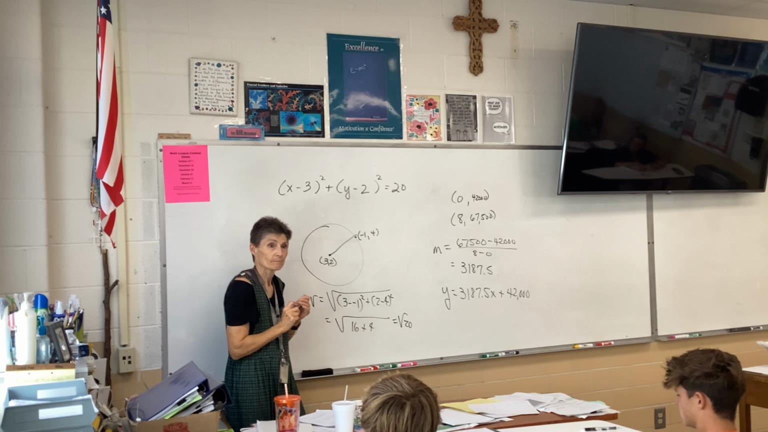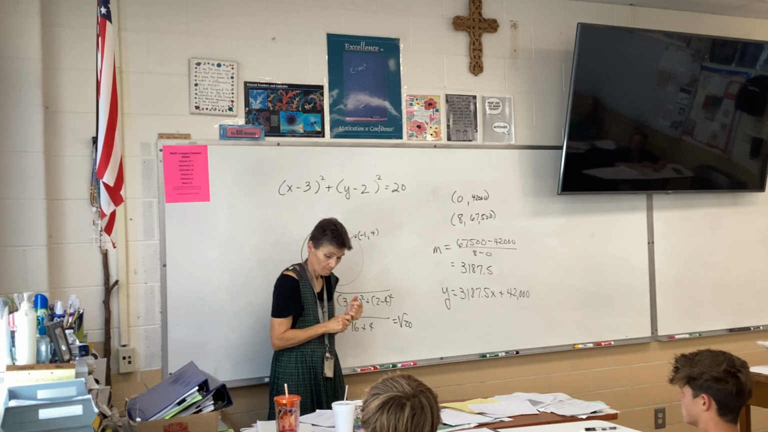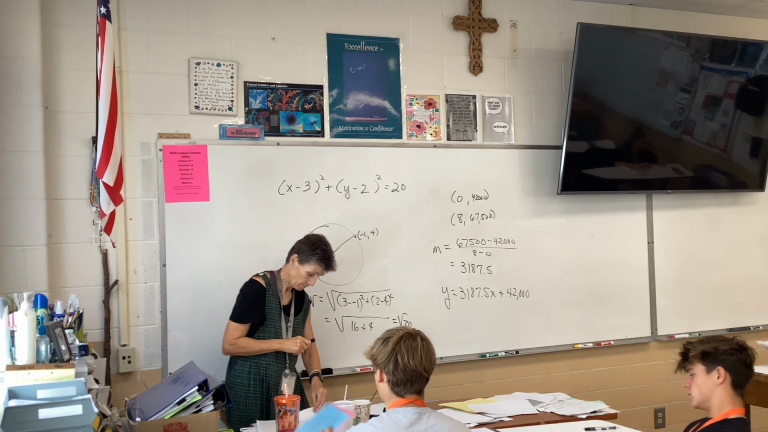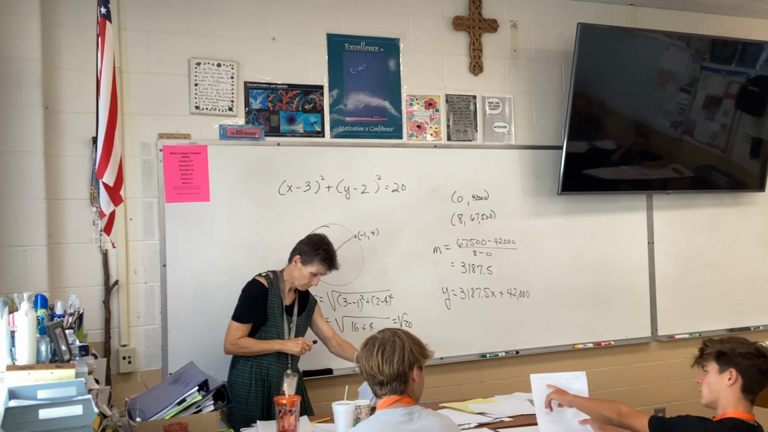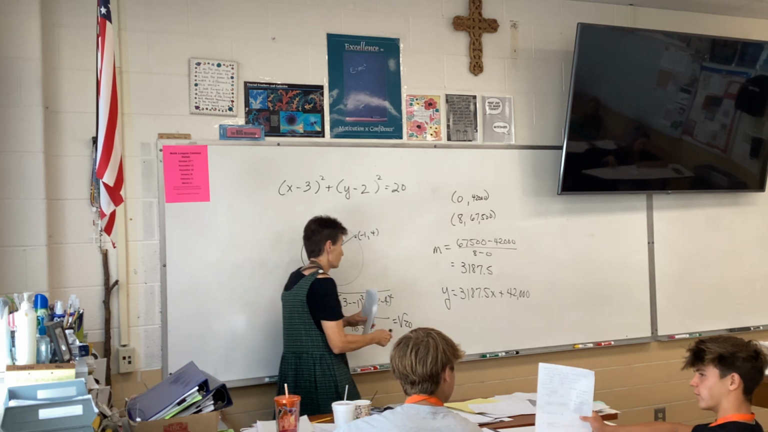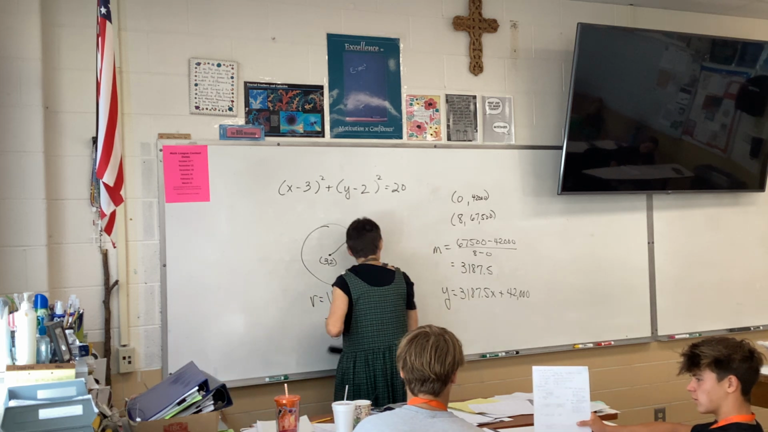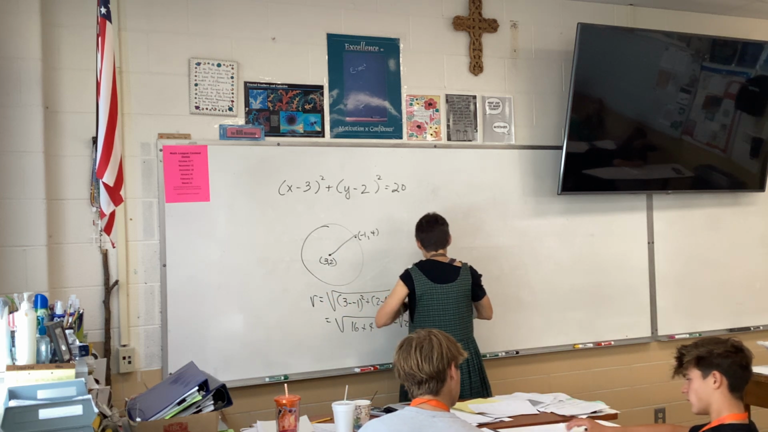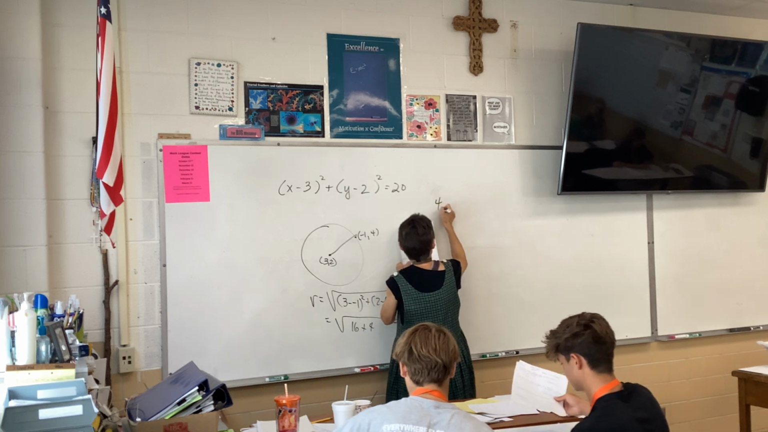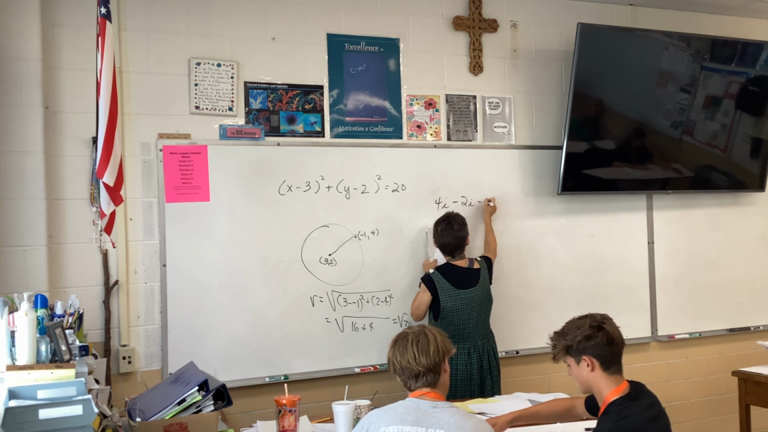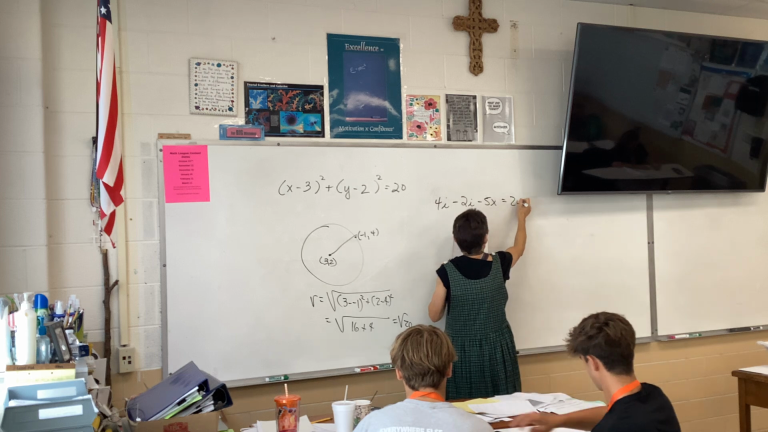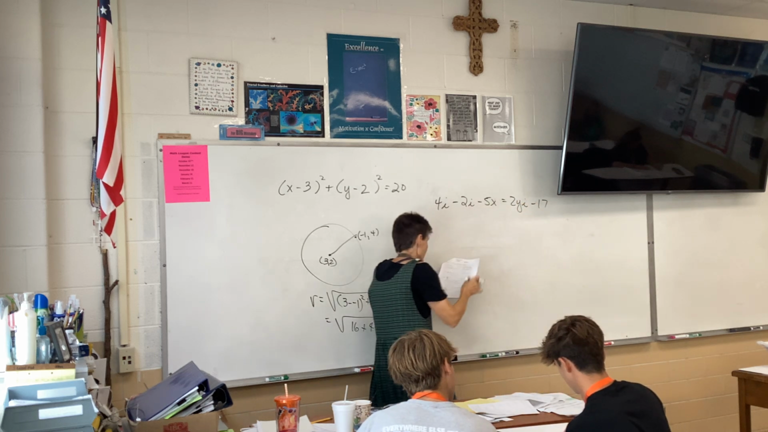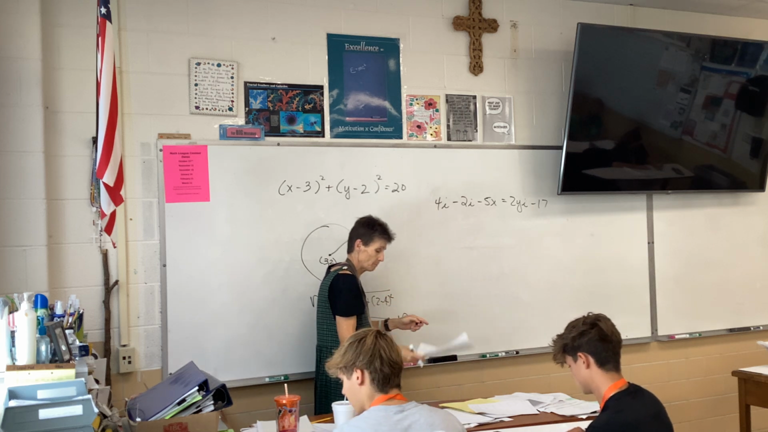Can you do number 2 on P6? If complex numbers are equal to each other, then their real parts are equal and their imaginary parts are equal. So I went ahead and distributed that negative over there.